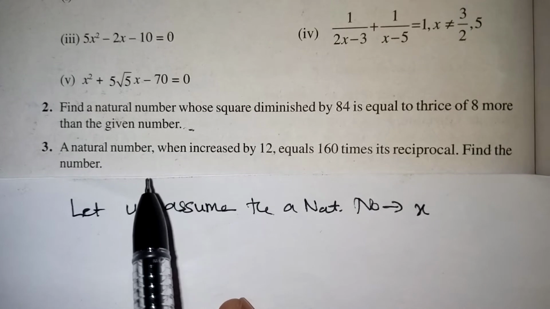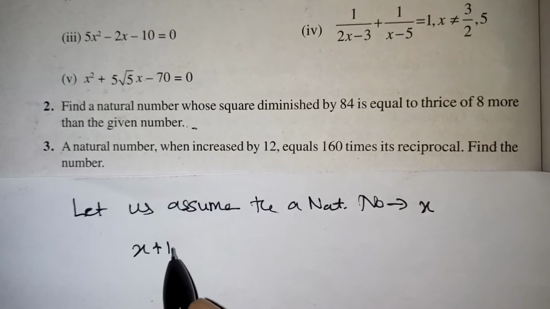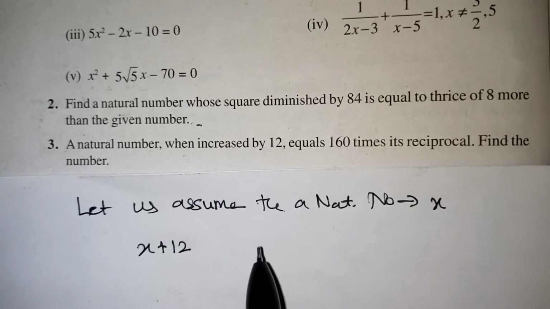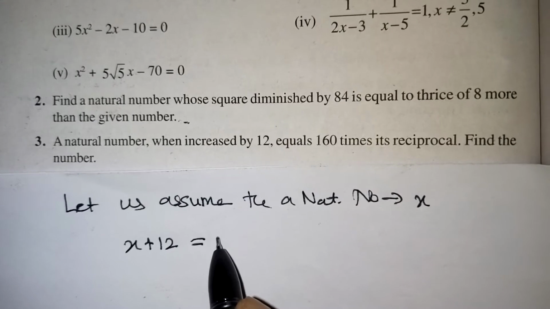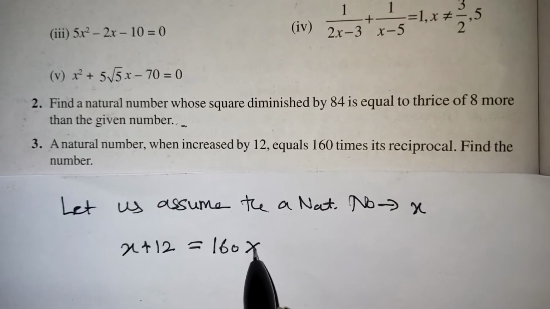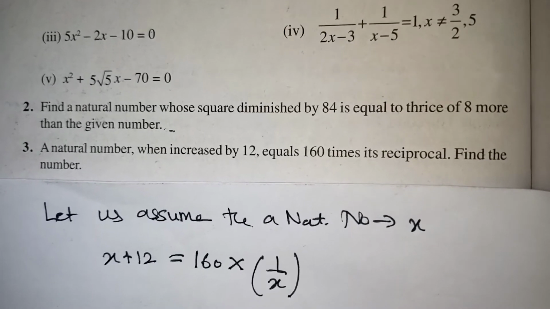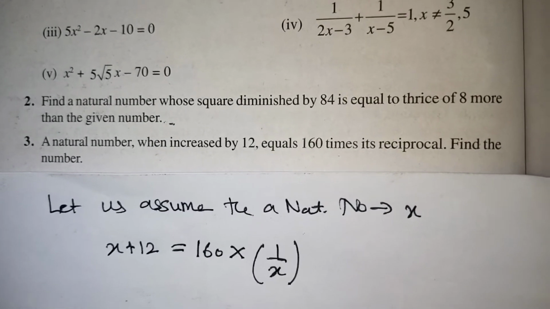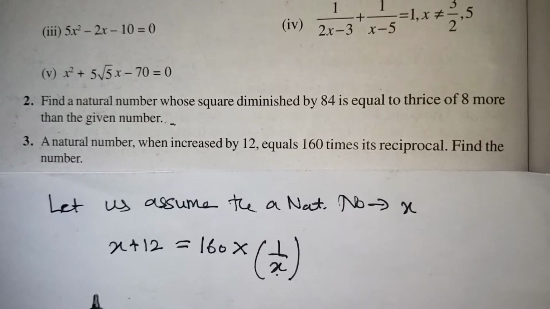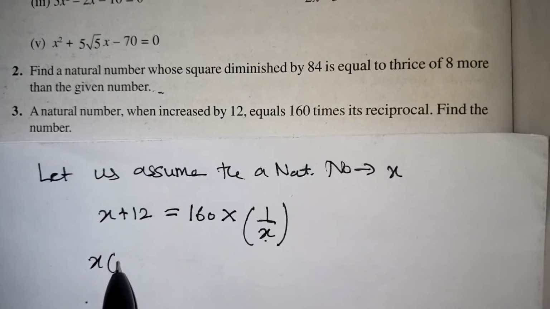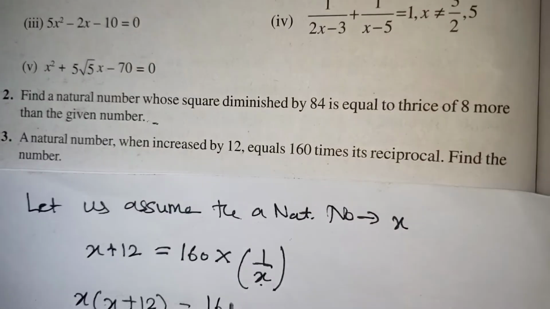Now when the natural number is increased by 12, that means when you are adding 12 with the natural number, that is equal to 160 times its reciprocal. So 160 times means multiplication. Reciprocal means 1 by x, you should write. Now find the number they are asking. Now very simple. Now this is a division, x. If you bring it to that side, that will become multiplication. So x into x plus 12 equal to 160 into 1, will be 160.